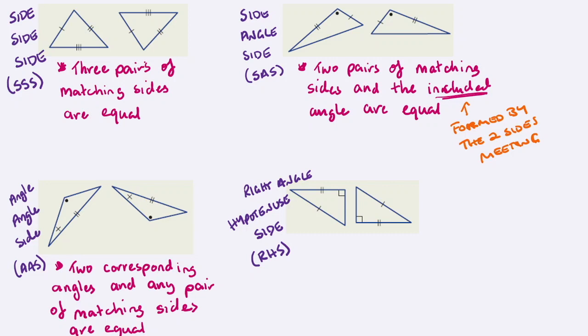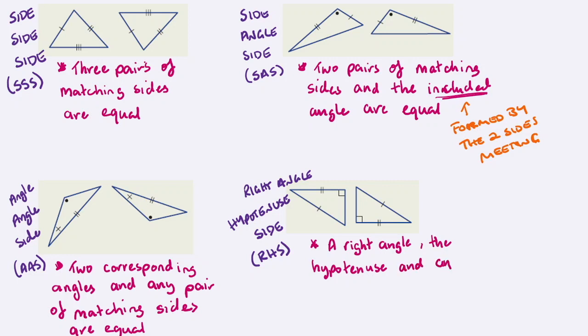All right. What we're looking for in RHS, okay, is for a right angle. And those guys will be corresponding and equal because they're right angles and they have to be 90 degrees. The hypotenuse, and you can't have a right angle triangle without the hypotenuse being the side opposite the right angle.